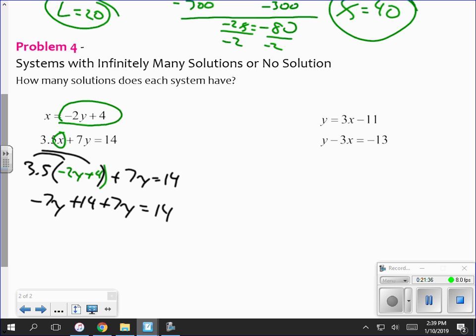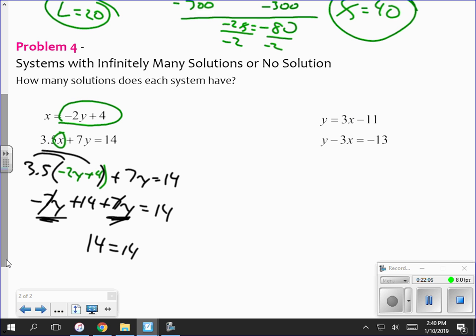Combine like terms. I have negative 7y and positive 7y. What's negative 7y plus 7y? What's 0? So how many y's do I have? I have 0 y's. These cancel out, and I get 14 equals 14. Okay, first odd situation. This is an odd one. What happened to my variables? They're gone. They all dropped out.